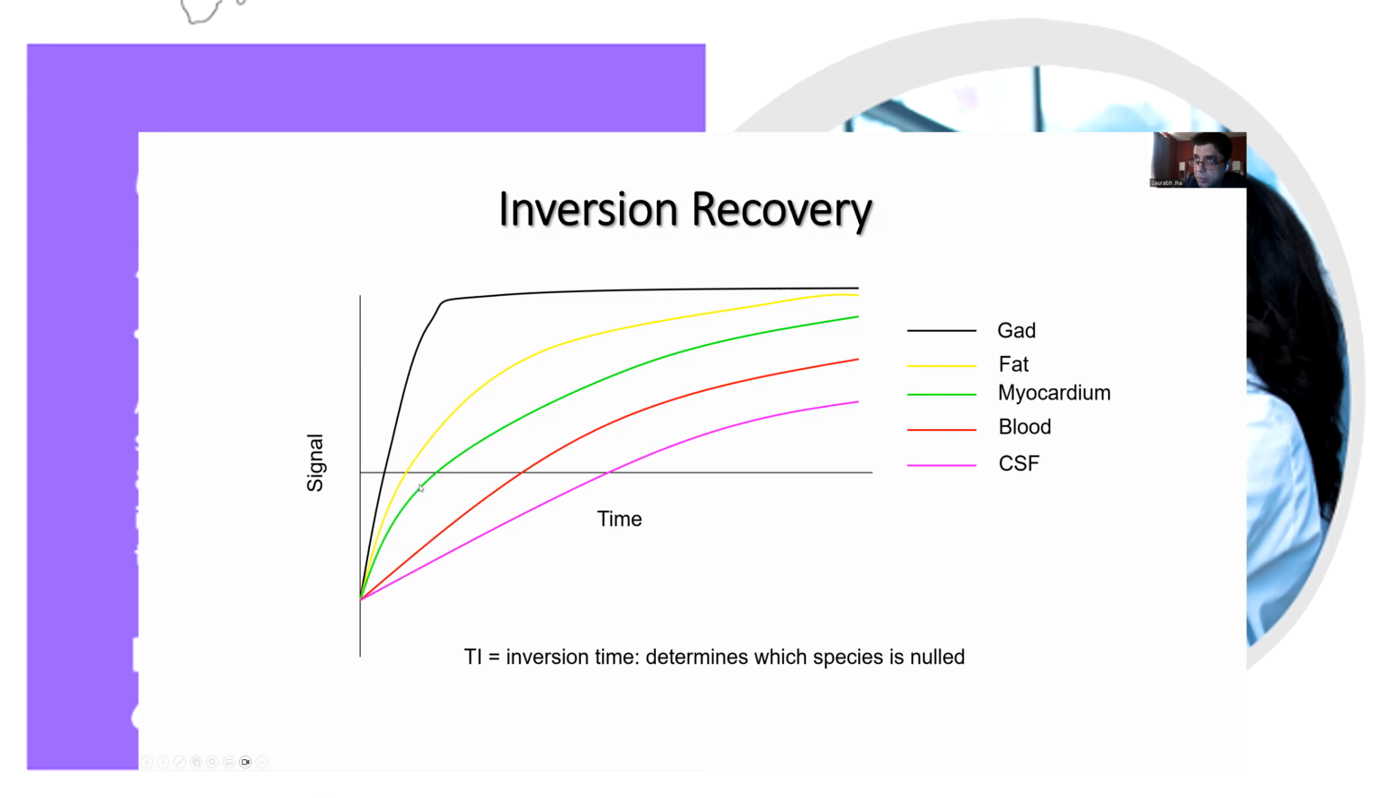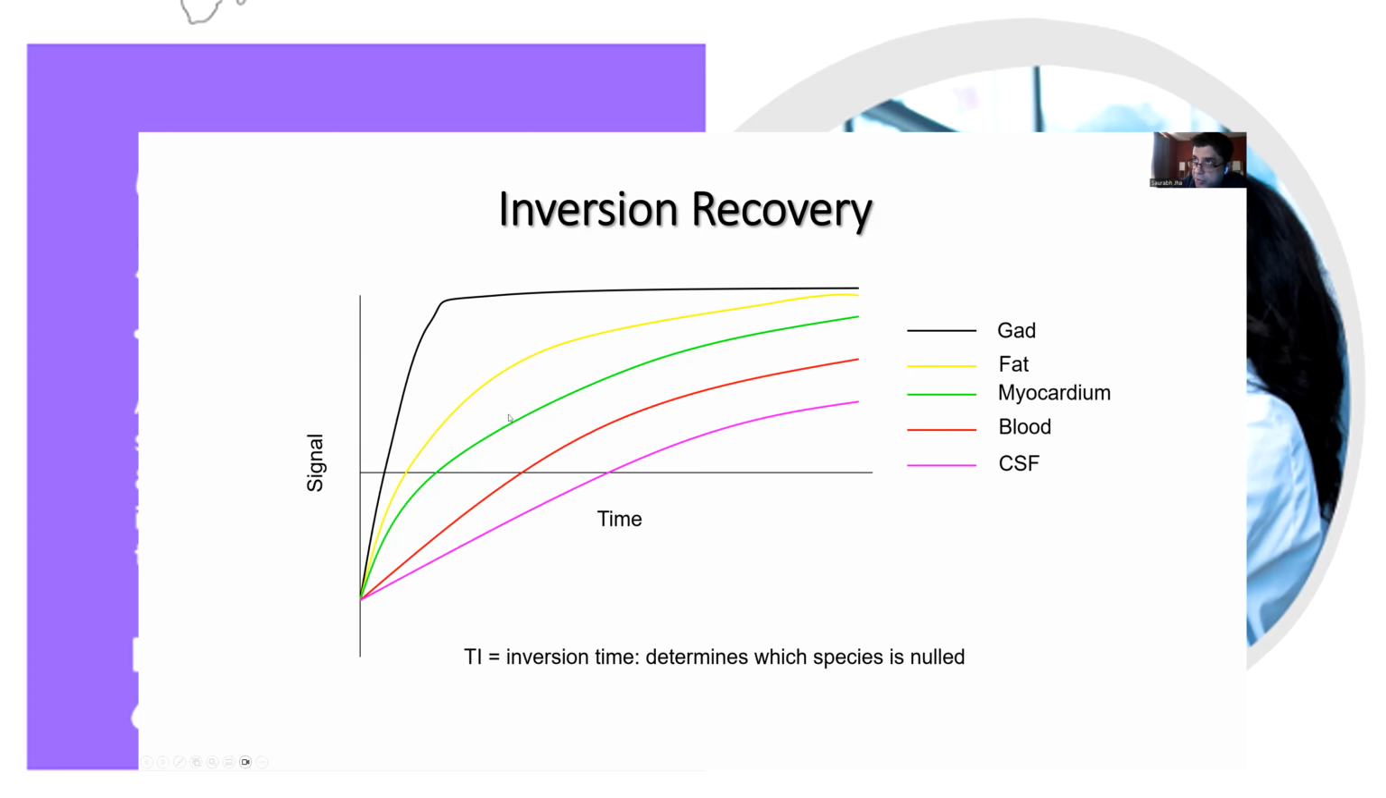You do the same for blood. You wait a little bit longer, of course, and you suppress blood. You do the same for CSF, you suppress CSF. So based on the T1 recovery speed, when you do an inversion recovery, different tissues cross the 0 point at different times, and therefore that's an opportunity to suppress that tissue, to do the main pulse sequence exactly when that tissue reaches the 0 point where it doesn't give any signal whatsoever.